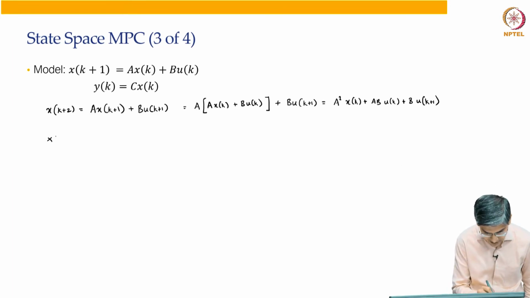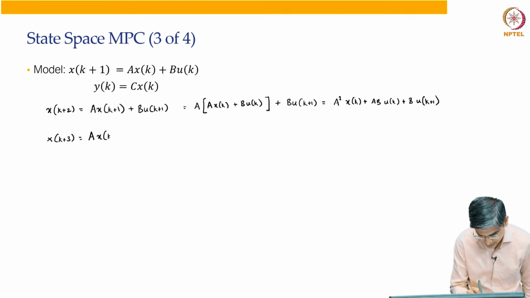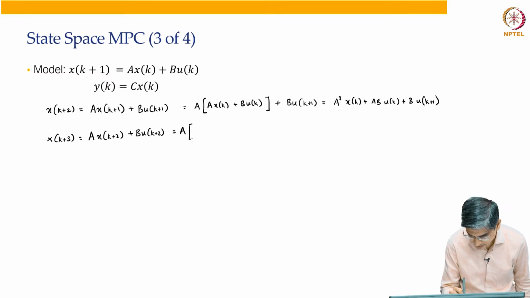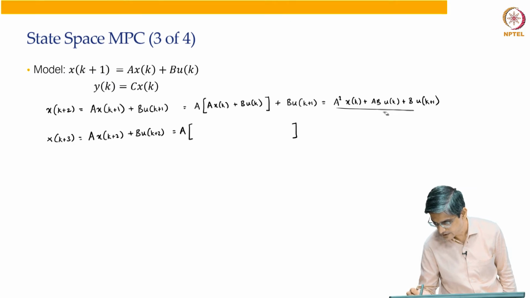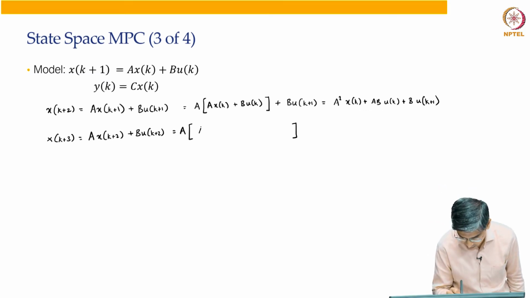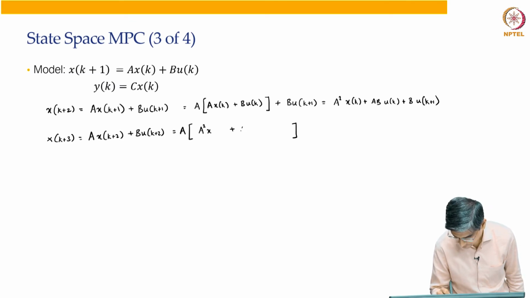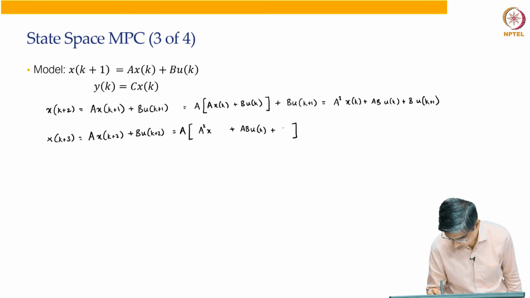Now, let us look at x(k+3), Ax(k+2) plus Bu(k+2). So, that is A multiplied by this guy that we have over here, which is A squared x plus ABu(k) plus Bu(k+1), right.